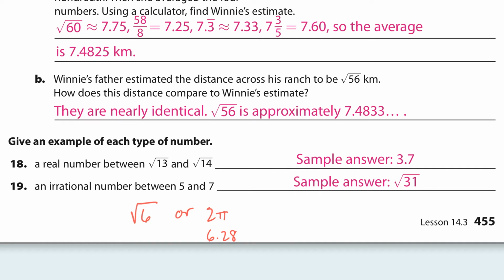Square root of 31, whatever. Oh, I just messed up. I realized the square root of 6 is not in between 5 and 7. Oops.